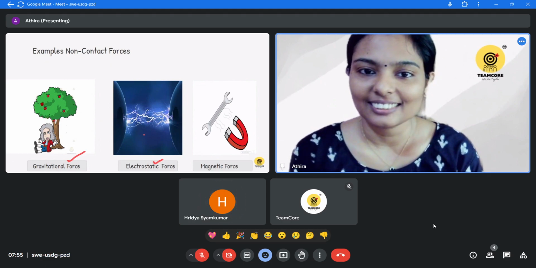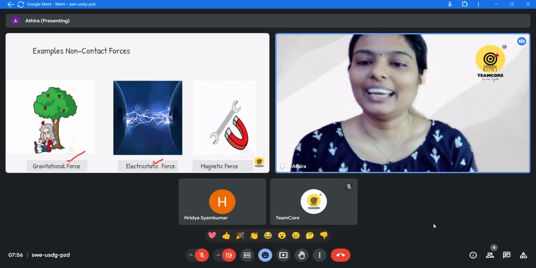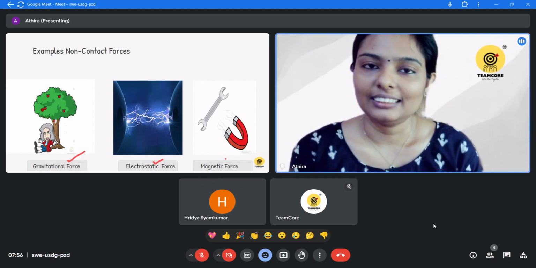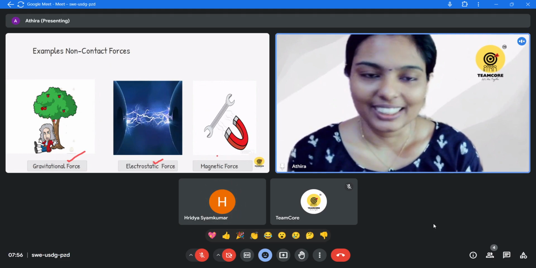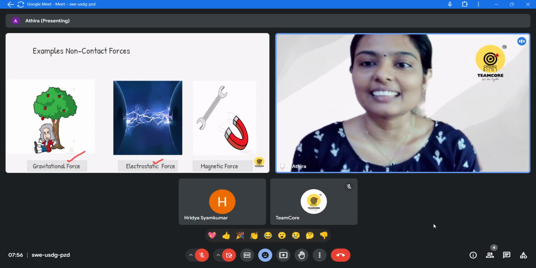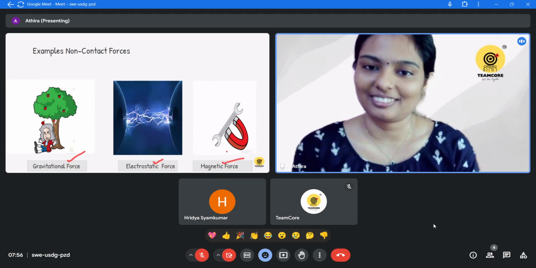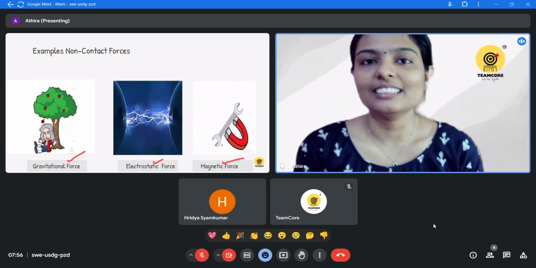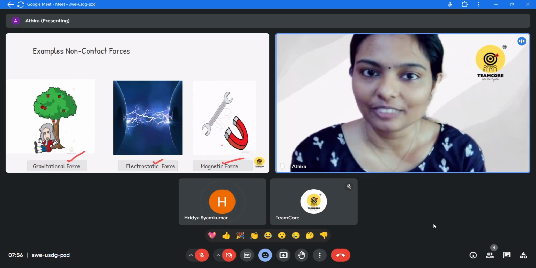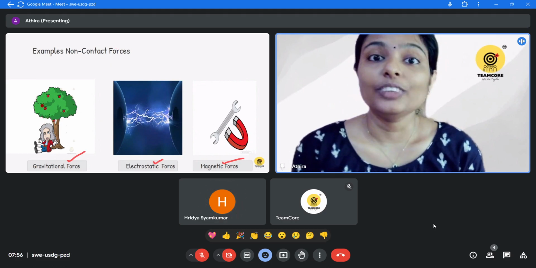contact. And the next one, magnetic force. Yes, magnetic force. It is also a non-contact force which does not need direct physical contact, right? The magnet attracts all the magnetic objects towards it. So it is also an example of a non-contact force. Is it clear? Yeah, it's clear. Okay, so we have discussed contact and non-contact forces and their examples. Now we can do an activity.